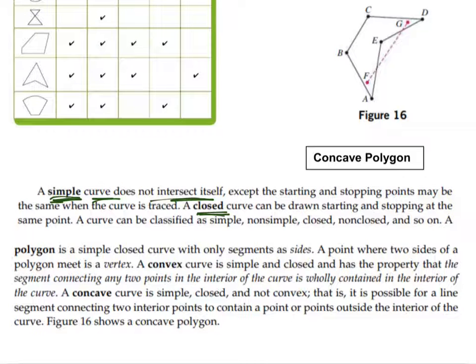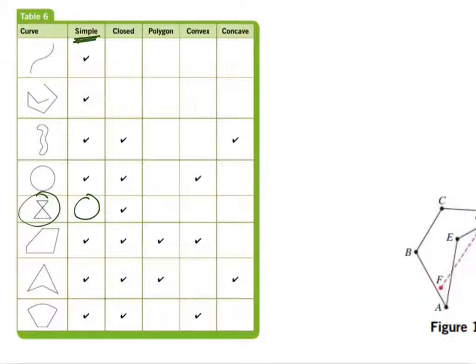Closed. We know what that means. It's closed. We don't need to read their words. So notice which ones are not closed. This one and this one are open. They're not closed off. Thus, they're missing the check mark in the closed column. All the rest are closed, aren't they? So easy so far. Next one, polygon.